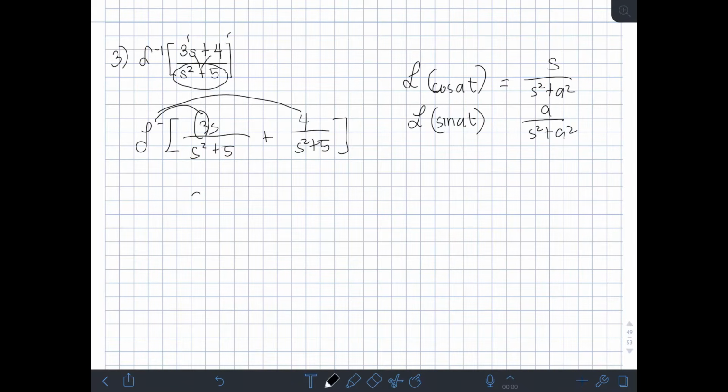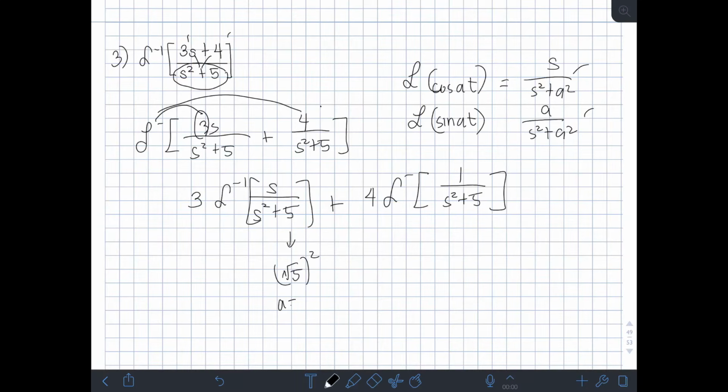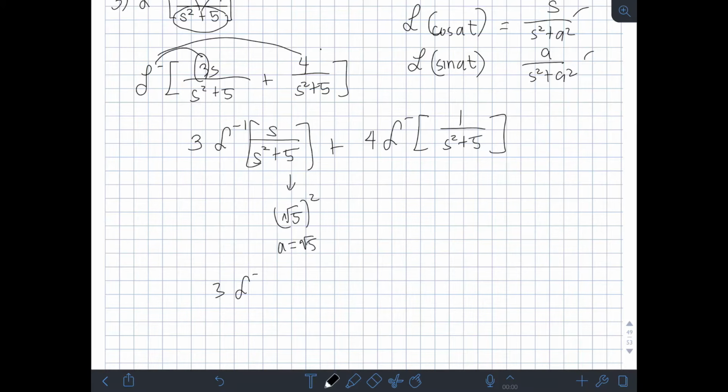This 3 is a constant, so I'll just set it aside: 3 times the inverse Laplace transform of s over s squared plus 5. Plus, this 4, since it's a constant, I can also set aside: 4 times the inverse Laplace transform of 1 over s squared plus 5. Okay, so to apply this formula, the Laplace transform of cosine at and sine at, we can write 5 as square root of 5 quantity squared, so that our a is square root of 5. So it's 3 times the inverse Laplace transform of s over s squared plus square root of 5 squared, plus 4 times the inverse Laplace transform of 1 over s squared plus square root of 5 squared.